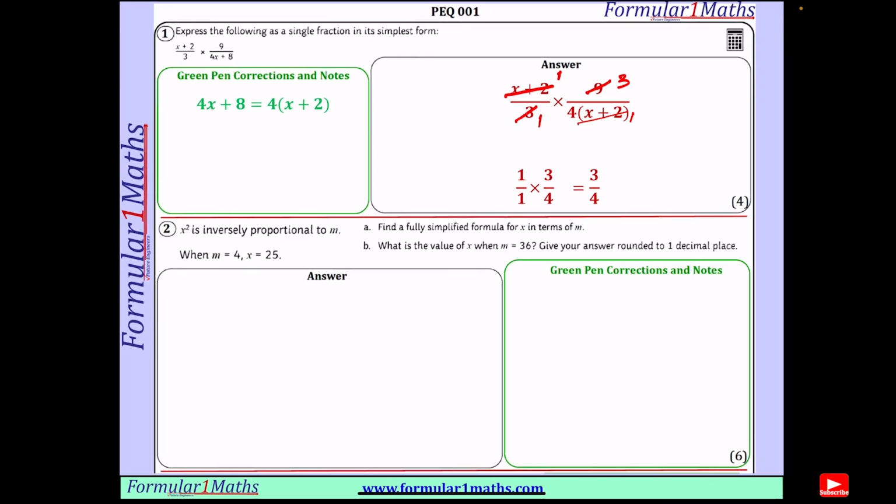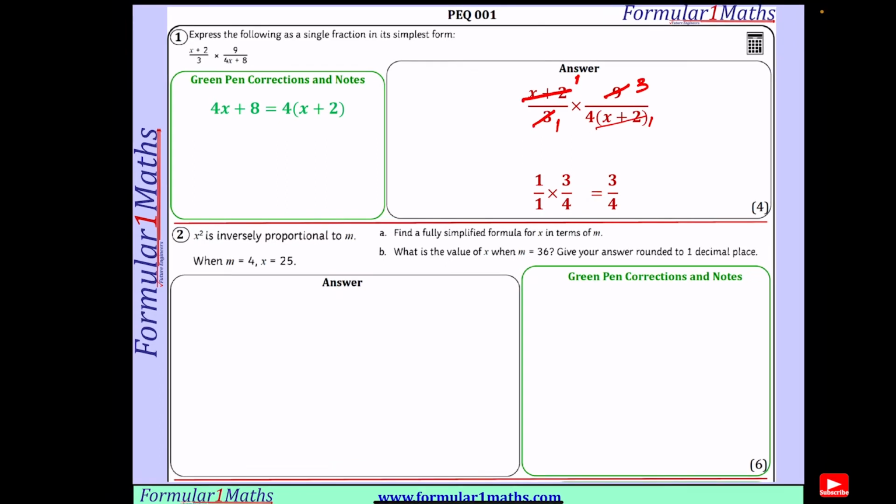Question 2. X squared is inversely proportional to m. Find a fully simplified formula for x in terms of m. X squared is inversely proportional to m can be written mathematically like this. We then replace the proportionality sign here with an equal sign and a constant, k, to get this. X squared is equal to k over m.